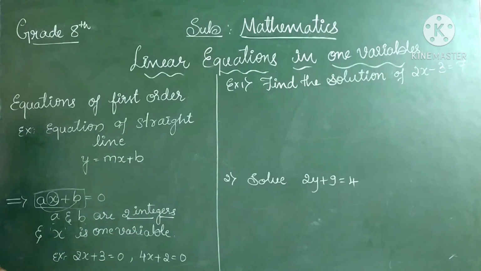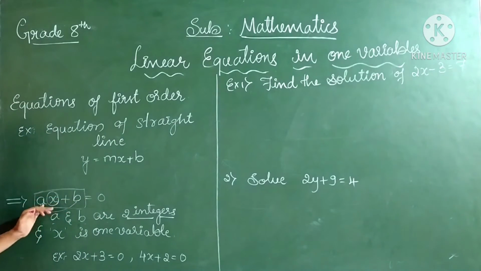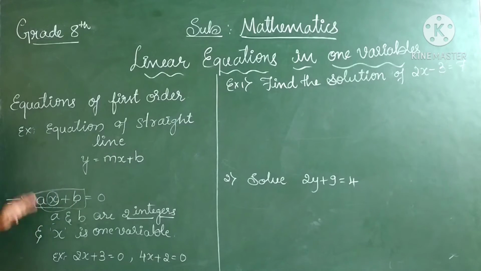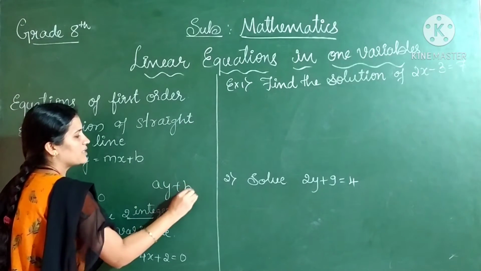They may be negative, they may be positive. Okay? These two are integers. a and b are integers, and x is the only one variable. So, we call it a linear equation in one variable. Yes, my dear, if I write like this, ay plus b is equal to 0.